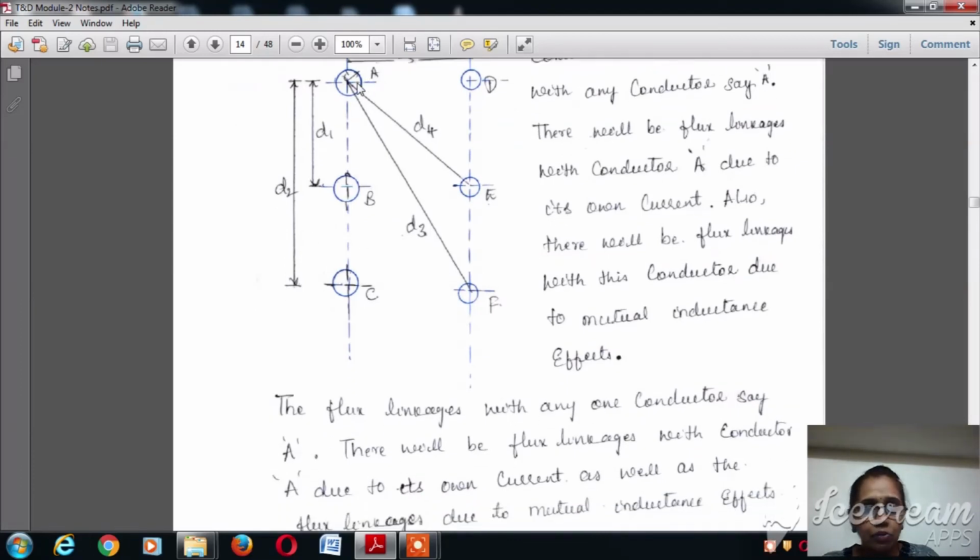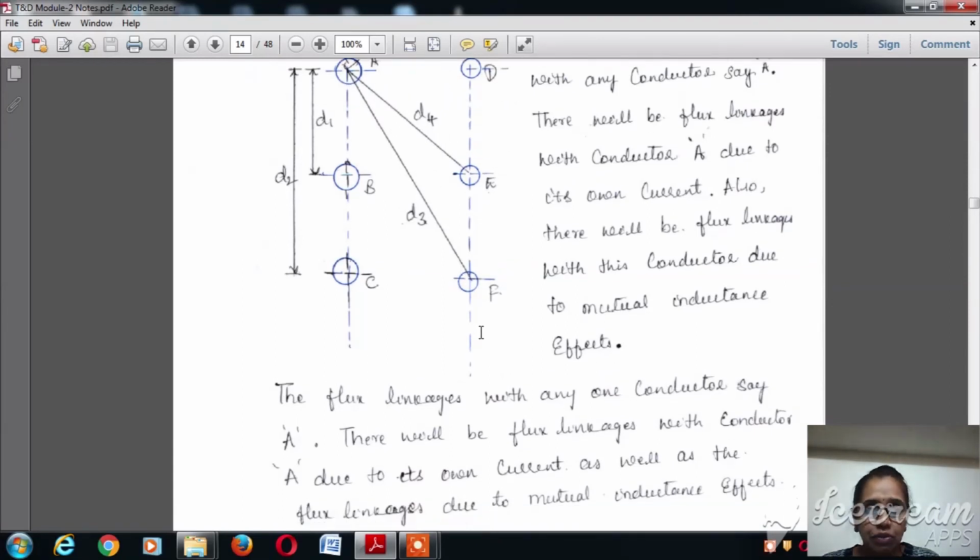Now the figure shows that there are three conductors A, B, C here, and D, E, F on the other current carrying conductors. Now the conductor B is at a distance of D1 from the conductor A, and similarly C is at a distance of D2, F is at a distance of D3, E is at a distance of D4, and D is at a distance of D5.